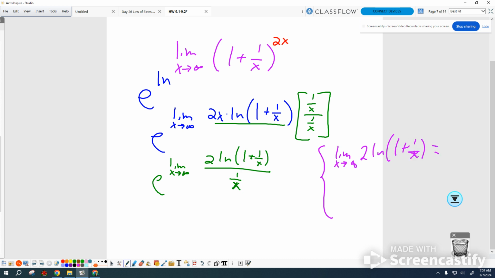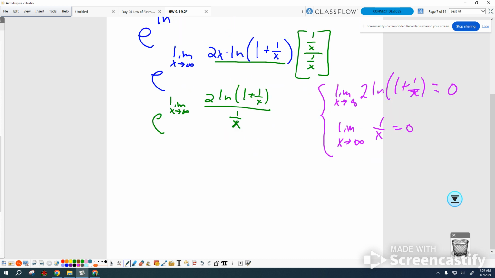Plugging in infinity, 1 over infinity is about 0. Natural log of 1 is about 0. That goes to 0, so the derivative of the top over the derivative of the bottom. 2 is just there. Derivative of natural log of stuff is 1 over stuff times the derivative of stuff.